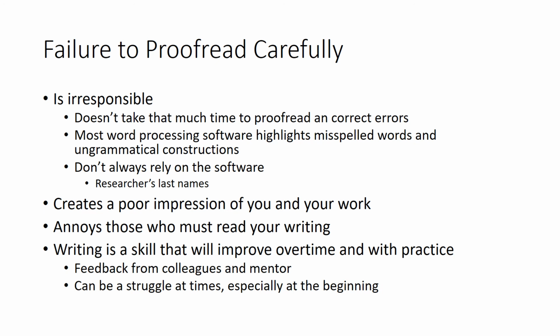Nowadays, most word processing software highlights misspelled words and ungrammatical construction. But you should not always rely on the software, as it may try to autocorrect to a different word and also fail to spell the researcher's last name correctly. If the audience reads the paper without you proofreading it, it may also annoy them. This is where obtaining feedback from colleagues and your mentor is important. Additionally, multiple drafts will help cut down these mistakes before the final draft is submitted to the journal. Again, writing is a skill that will improve over time and needs practice. It can be difficult and frustrating, especially at the beginning, but it is an important skill to have.